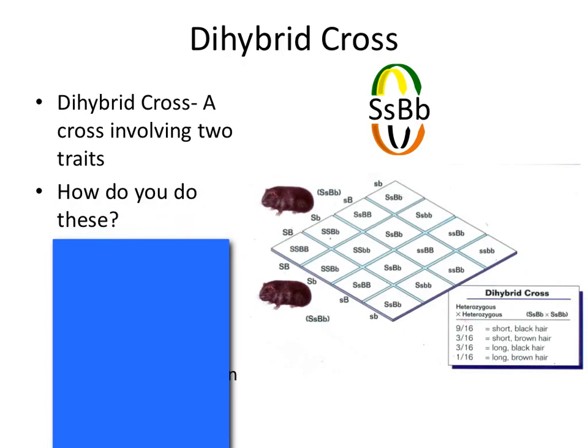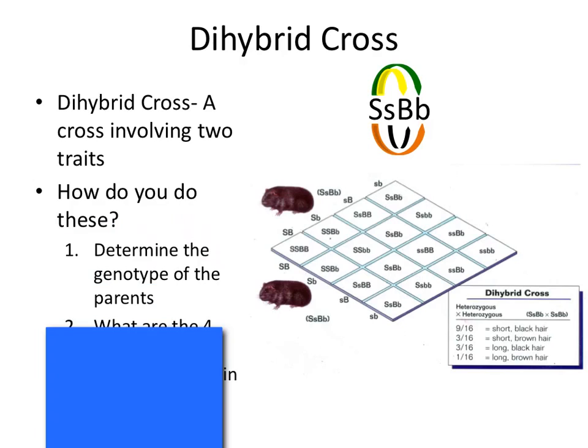These are a lot more complicated. How do you do them? So the first thing you need to do is you have to determine the genotype of the parents. This sometimes is difficult, sometimes it's not. In this case, I've told you what their genotypes are, right? You can see over here that both of them are heterozygous for both conditions.